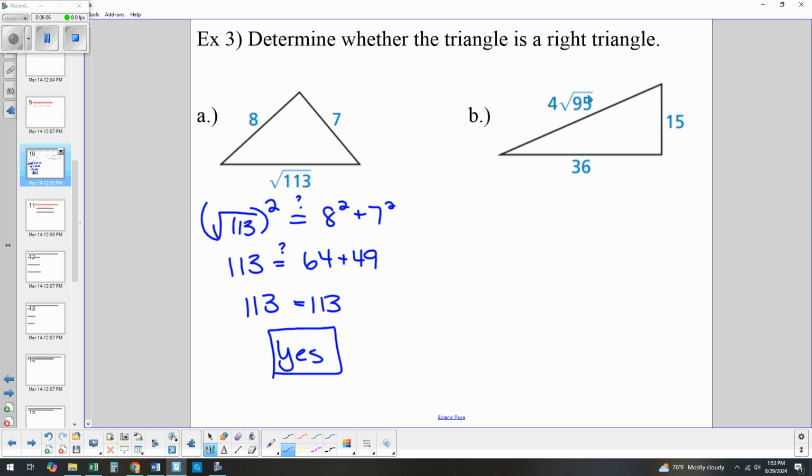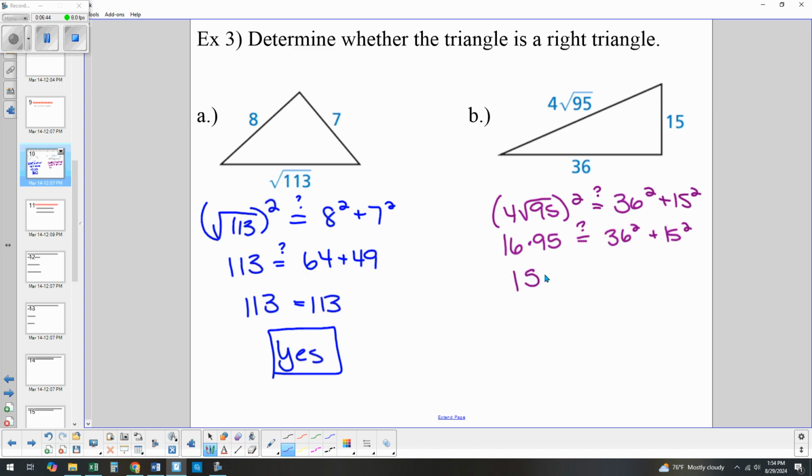For B, 4 root 95 is 4 times almost 10, so it's almost 40, which is going to be the biggest side. So we're going to have 4 root 95 squared is maybe equal to 36 squared plus 15 squared. So this is trickier because when I square the square root of 95, I just get 95, but I also have to square the 4. So this is really going to be 4 squared, or 16, times the square root of 95 squared, which is 95. So if I do 16 times 95, I get 1520. If I do 36 squared, I get 1296. And 15 squared, I get 225. So together, that's 1521. So 1520 is not equal to 1521, so no, this is not a right triangle.